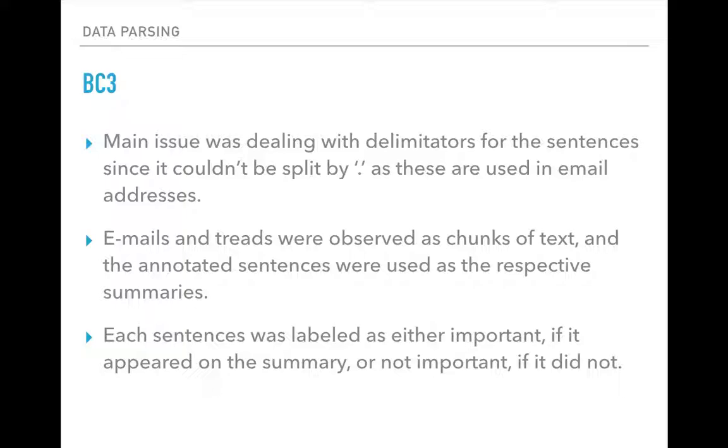For the data parsing, in the case of BC3, the main issue was dealing with delimiters. This was also actually a problem with Timeline 17, I'll talk about later. But not every period determines the end of a sentence, so it was very hard to separate the text in sentences, harder than expected. Each email and each thread were observed as chunks of texts, and the annotated sentences were used as respective summaries. Then each sentence was labeled as either important if it appeared in the summary or not important if it did not.